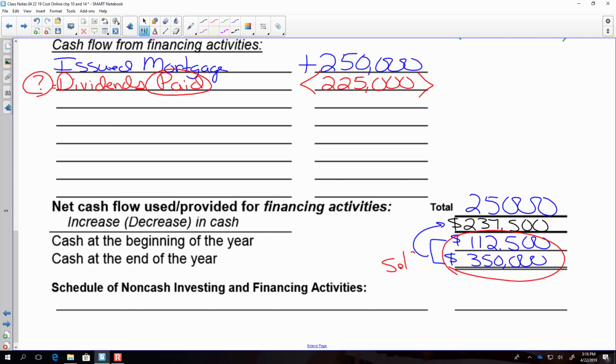Now if you look at the cash amounts here, beginning and ending, you could do a self-check. In this case, I started with 112,500. I ended up with 350. The difference here, right, of 237,500 is exactly what I come up with when I add up the numbers here.